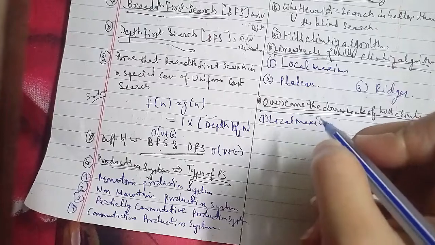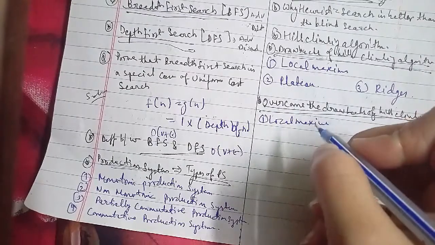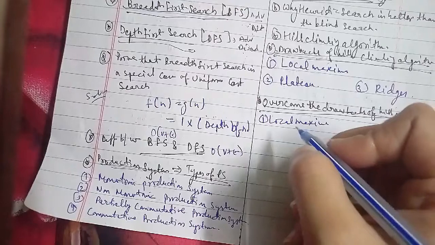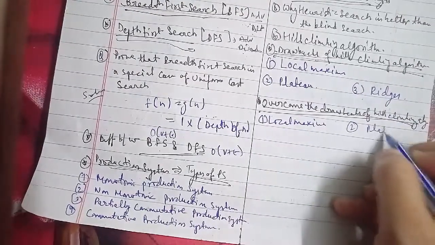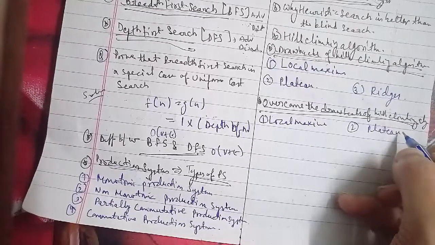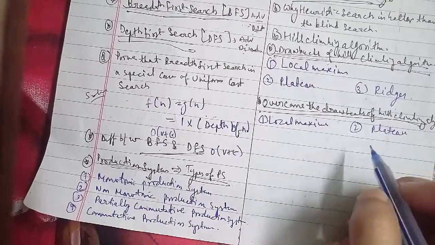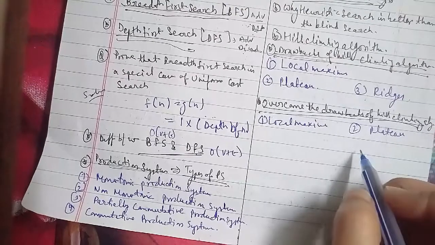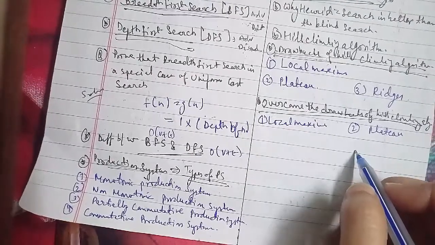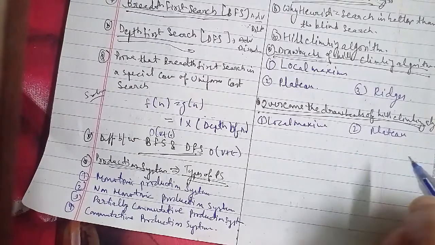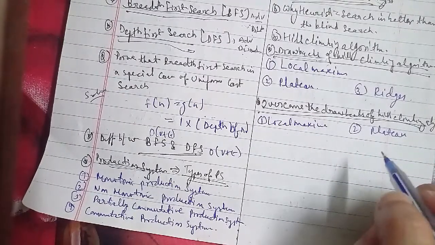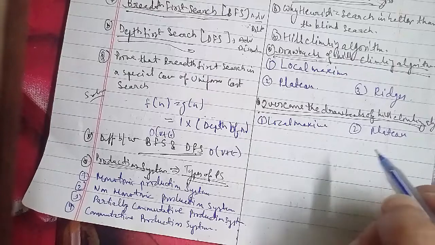In the plateau, make a big jump in some direction to try to get to a new section of the search space. If the only rules available describe single small steps, apply them several times in the same direction. The third we have is ridges. In ridges, apply two or more rules before doing the test, and this corresponds to moving in several directions at once as well.